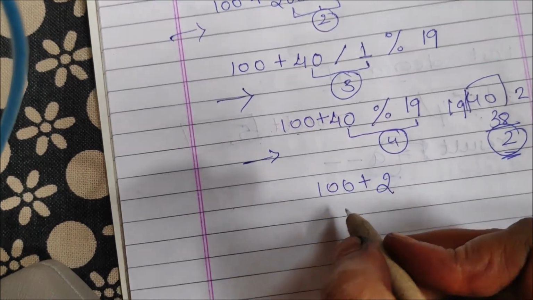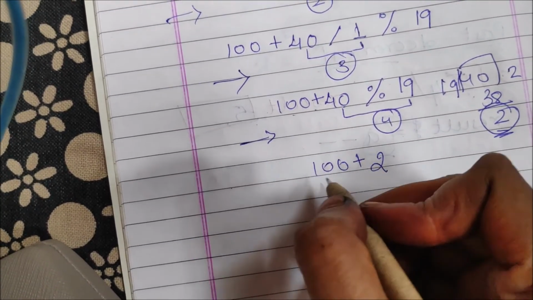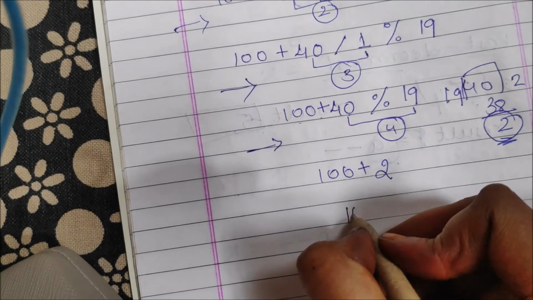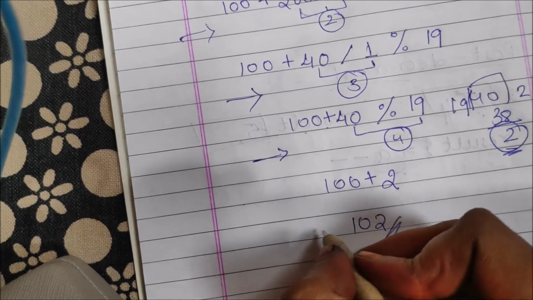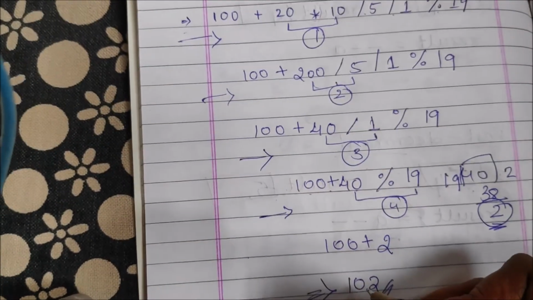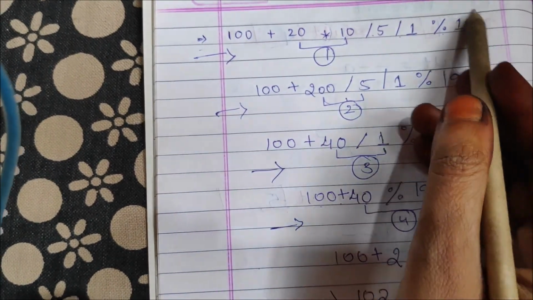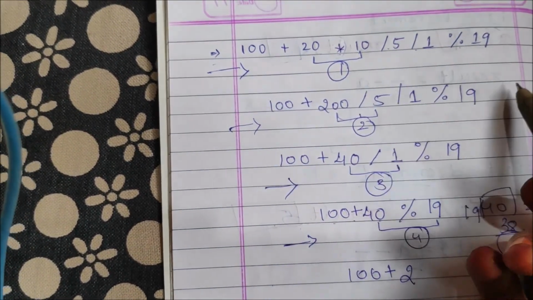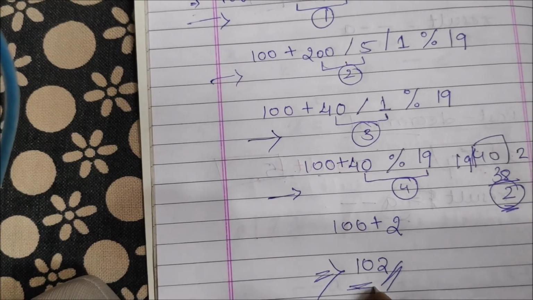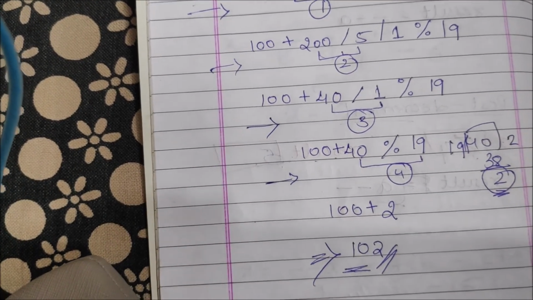Next, 100 + 2, only this expression is remaining. So the answer for this whole expression will be 102. When you evaluate this as per the precedence and associativity rule, you will get the answer as 102.